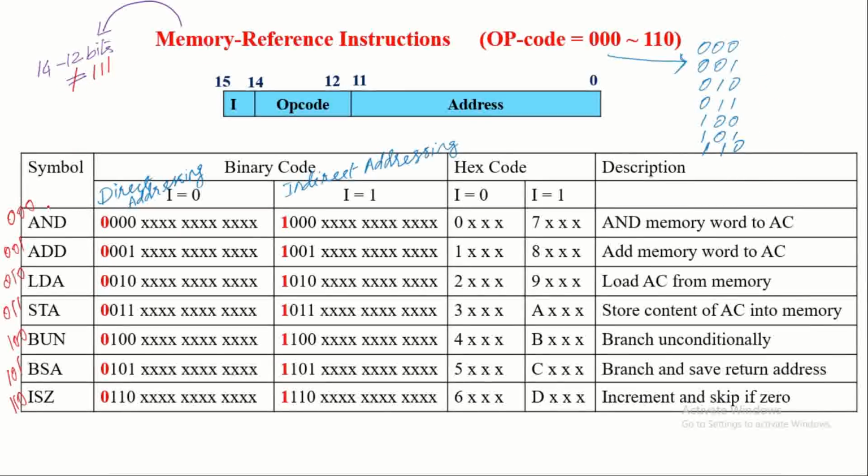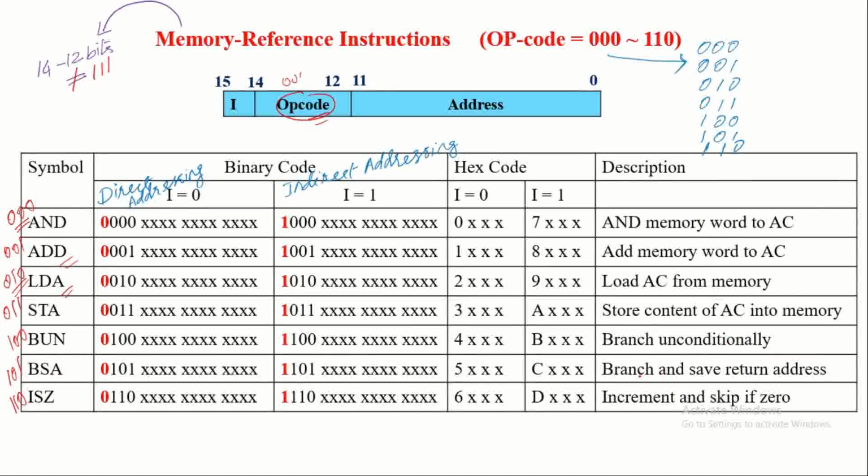If the opcode part of the instruction contains 000, then the opcode specifies the AND operation, that is, AND memory word to the accumulator. If the opcode part contains 001, it represents the operation add memory word to the accumulator. If the opcode part contains 010, it represents load accumulator from memory. If 011 is there, then store content of accumulator into memory, and 100 represents the branch unconditionally operation.